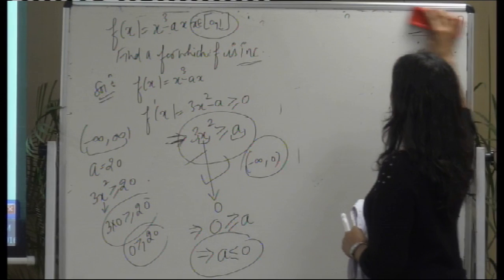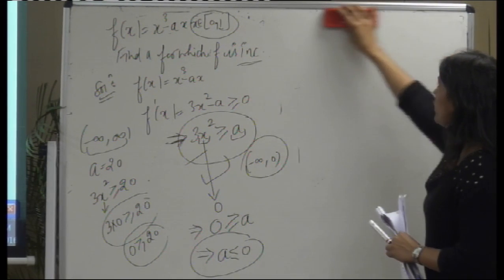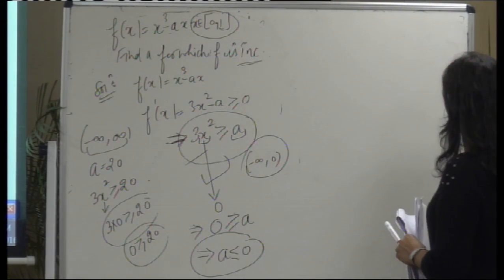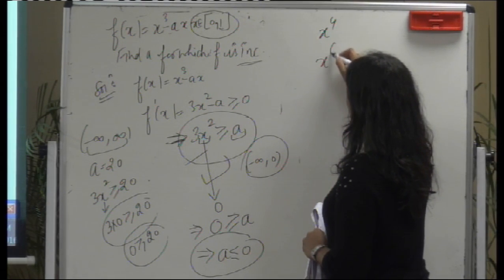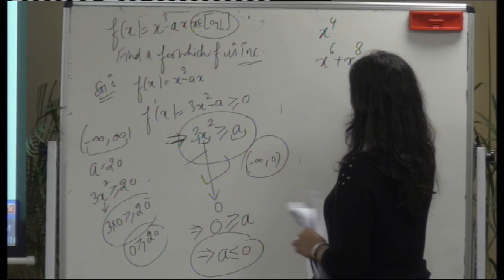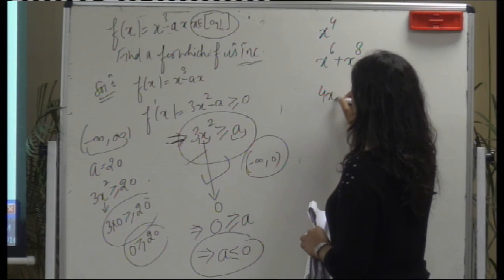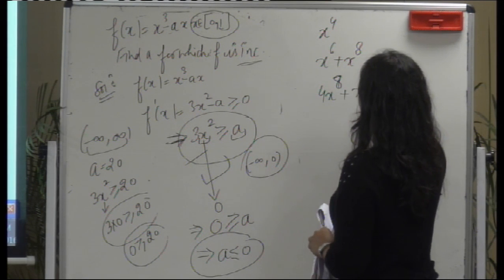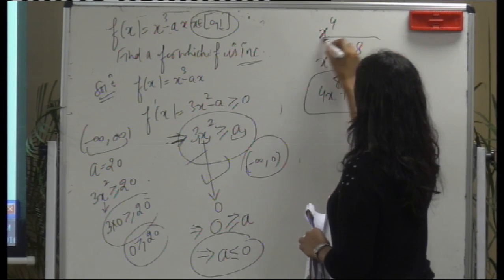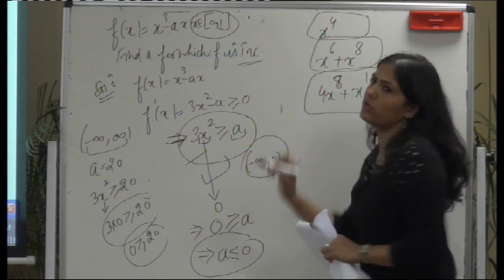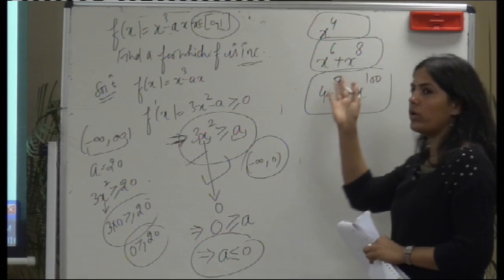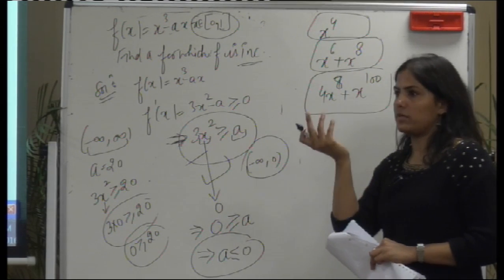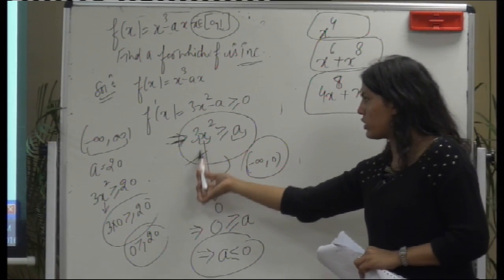So for any square or any positive even power function, the least value is 0. If you get such equations, like x to the power 4, x to the power 6 plus x to the power 8, the least value will be 0, because with even powers the negatives become positive. There is no problem.